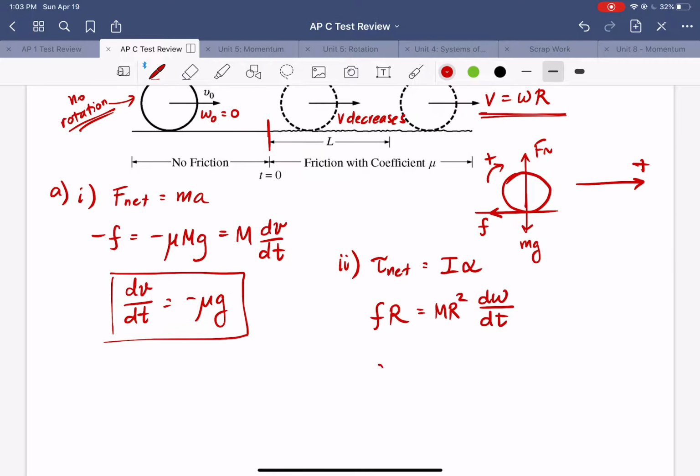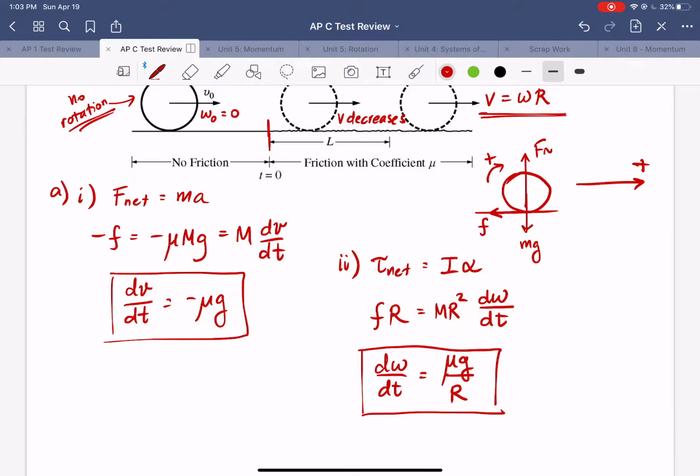All right, so I can simplify this a little bit. I'll plug in F equals mu times mg again. So I get mu g divided by r is equal to d omega dt. Right. So notice I have the correct signs for both of these. dv dt is negative, that tells me that v is going to be decreasing. d omega dt is positive, which tells me that omega will be increasing.